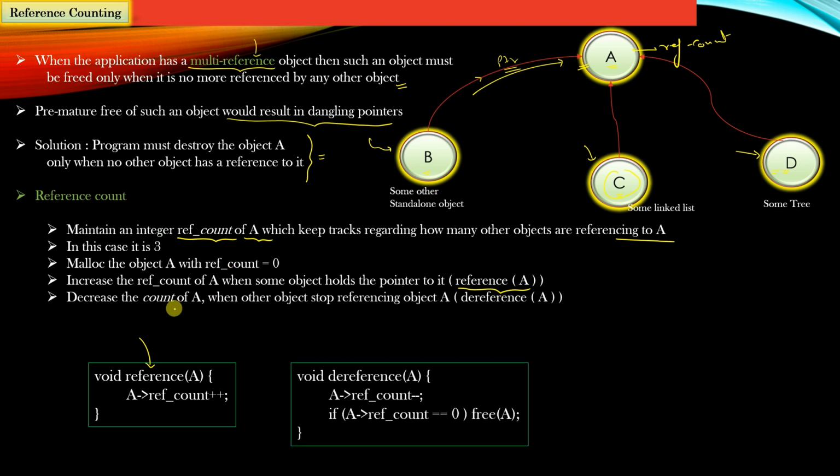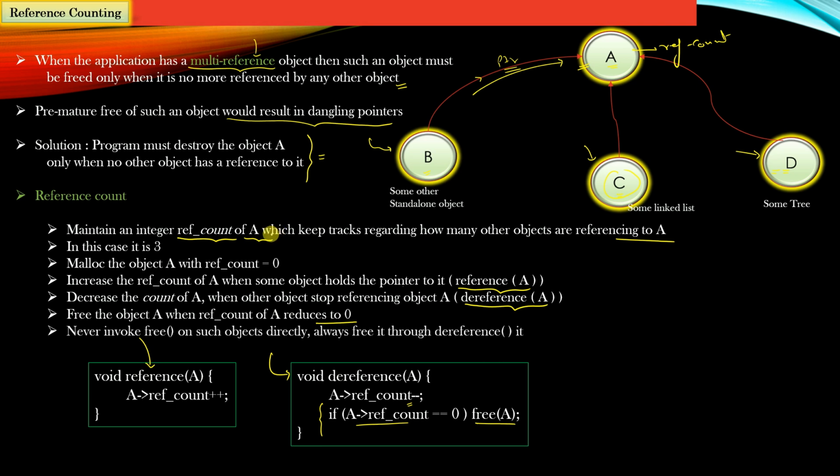Similarly, if there exists an object which stops referencing your multi-reference object, then do the opposite thing. You need to invoke an API dereference on the object A so that the reference count of the object A gets decreased by 1. And you have to do an additional thing: if the reference count of the object reaches 0, then only you free the object. This takes care not to delete the multi-reference object as long as it is referenced by some other object in the application. So you should free the object only when the reference count of the object A reduces to 0.